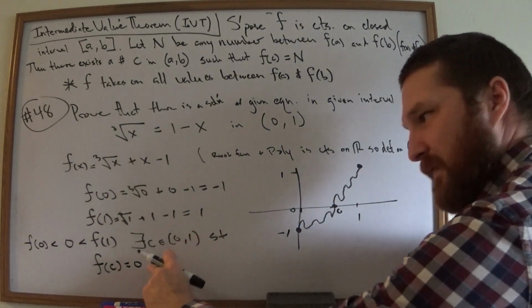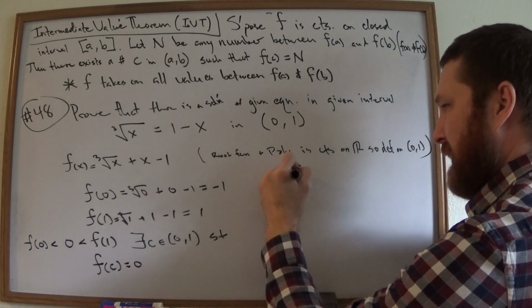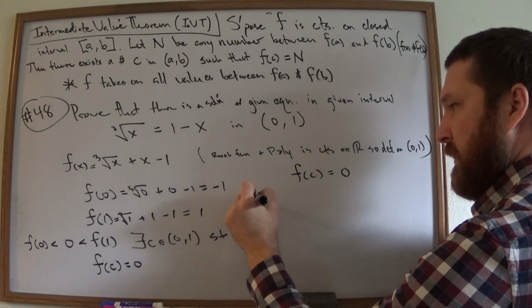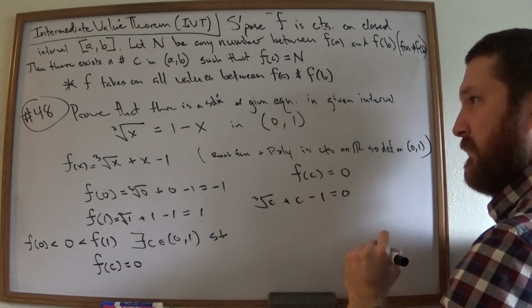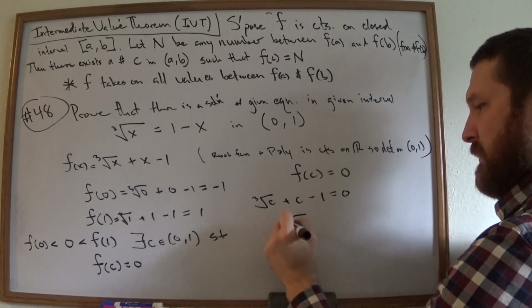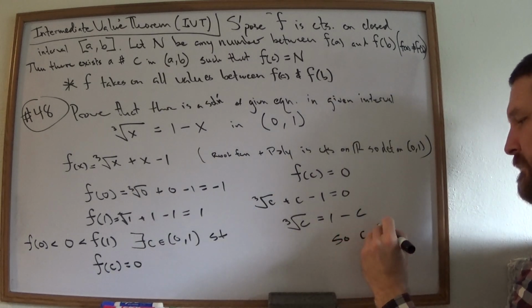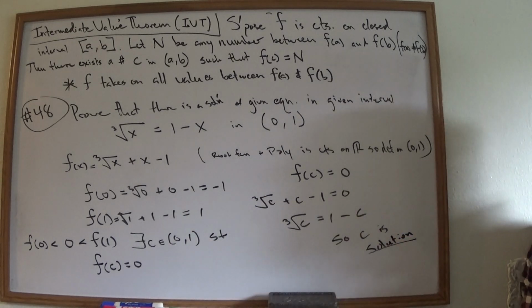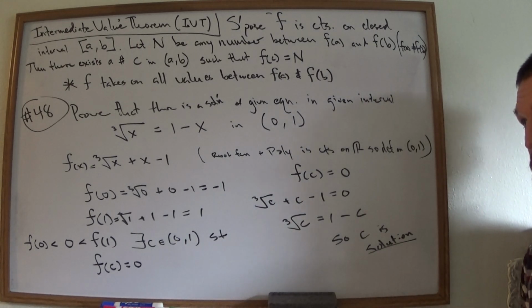And if f of c is equal to 0, then root c plus c minus 1 is equal to 0, which means that root c equals 1 minus c, so c is a solution. We don't know what it is, but we know that it exists. That's very powerful. Okay.